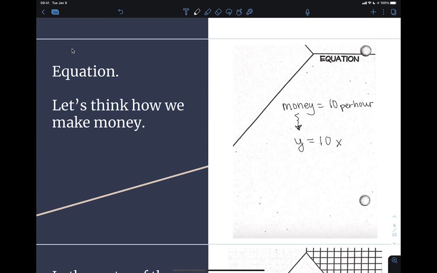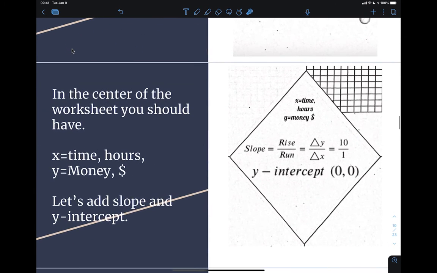Where's the slope here? I see the slope. The slope is just 10. It's $10 per 1 hour. All right, so now what we're going to do is continue with our key. So in the center of our worksheet, please write slope equals rise over run. Please write that slope is change in y over change in x. Please write that the slope is 10 over 1. Our y-intercept is 0, 0.